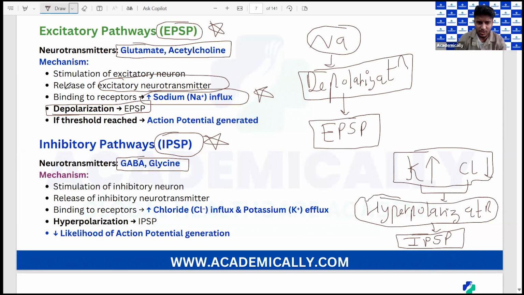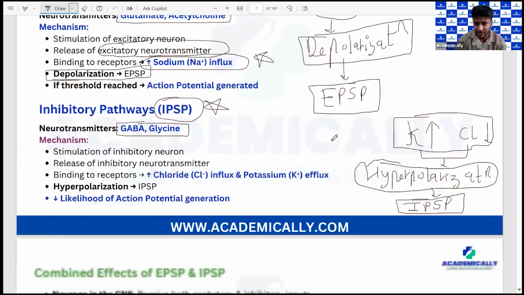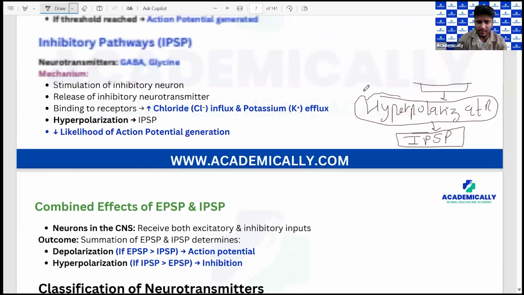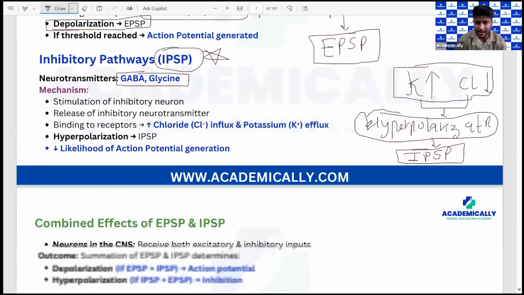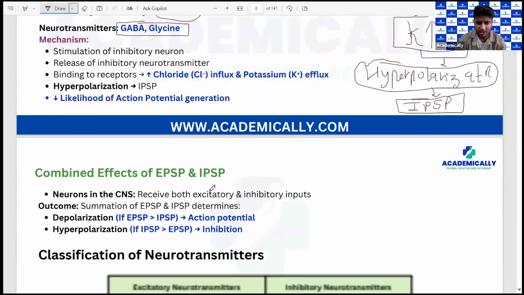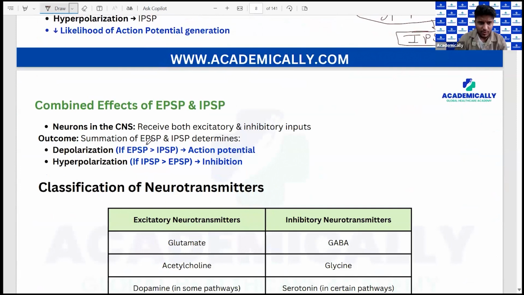So you must know these 3. It is written here, but I hope we make this flowchart. It will simplify things for us. Right? When we combine this, action potential is generated. So when EPSP is greater than IPSP, action potential is elucidated. And when IPSP is greater than EPSP, that is, there is more potassium efflux and more chloride influx.